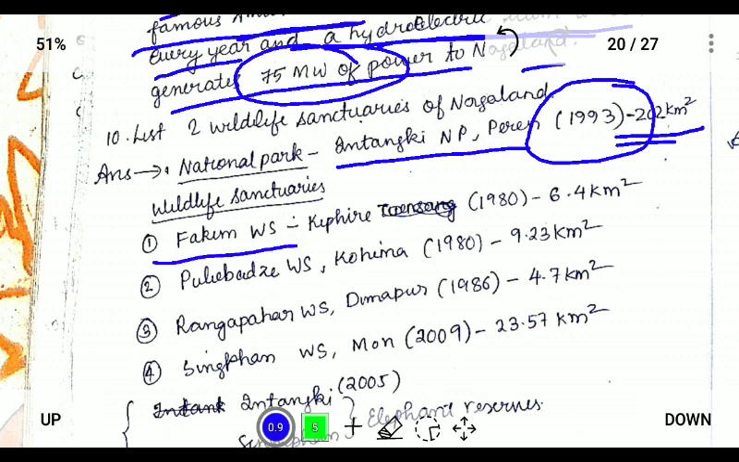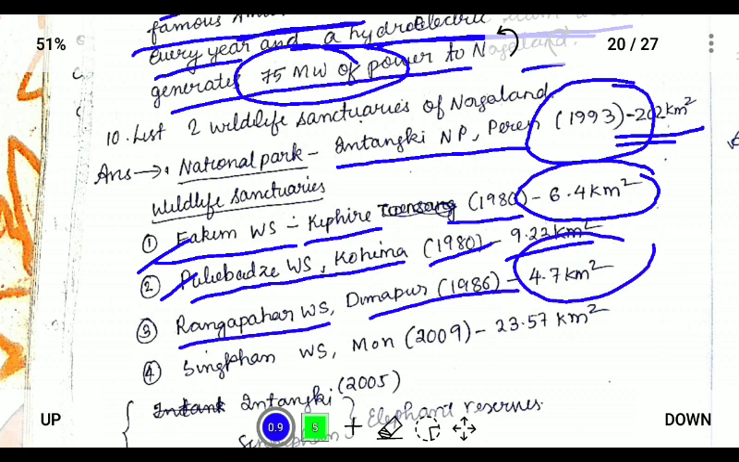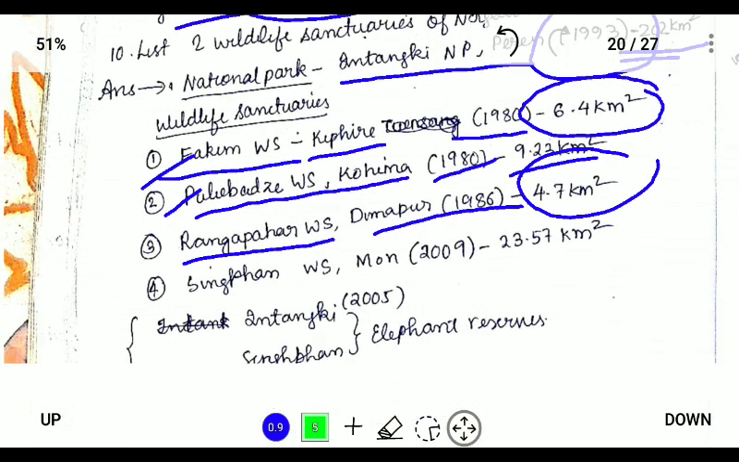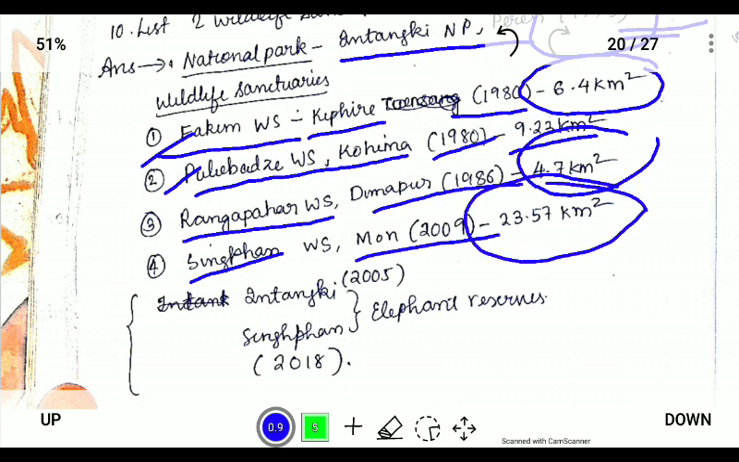That is Fakim Wildlife Sanctuary, in Kiphire, which was established in 1980, and it has 6.4 square kilometers. Puliebadze Wildlife Sanctuary, Kohima, which was established in 1980, same as Fakim, and it has an area of 9.23 square kilometers. Rangapahar Wildlife Sanctuary, which was established in 1986, and it has 4.7 square kilometers, which is the smallest. And lastly Singphan, which is in Mon, and which was established in 2009, and it has an area of 23.57 square kilometers.